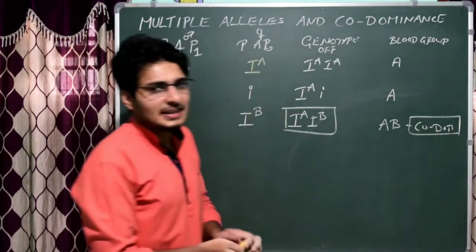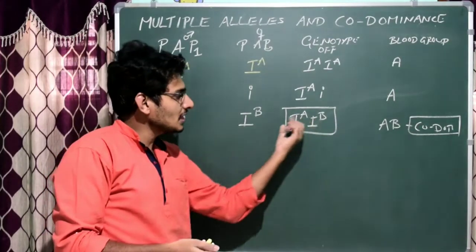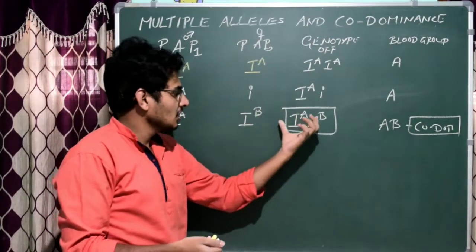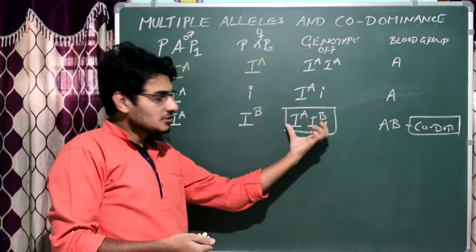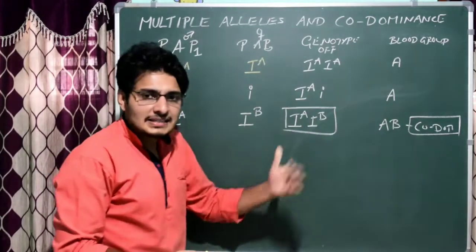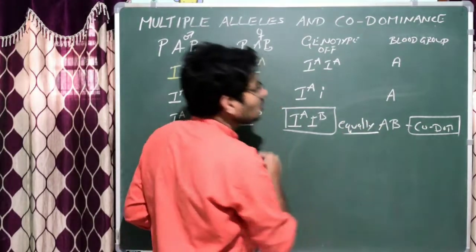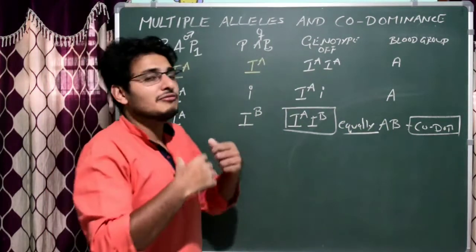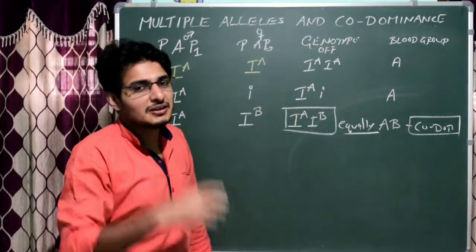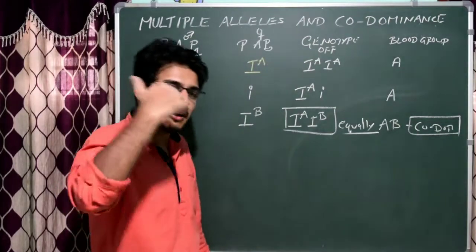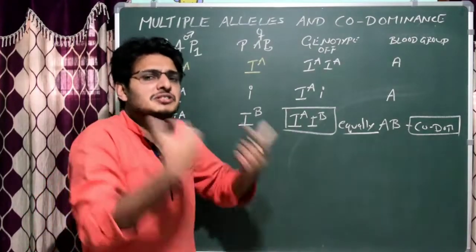Codominance is nothing but, in a heterozygous condition, it is not the same alleles, it is different alleles of the same gene. In a heterozygous condition, both the alleles express equally and produce a genotype or phenotype which is intermediate. It looks similar to incomplete dominance, where the offspring is also intermediate, but in this case both the alleles A and B are expressed equally.